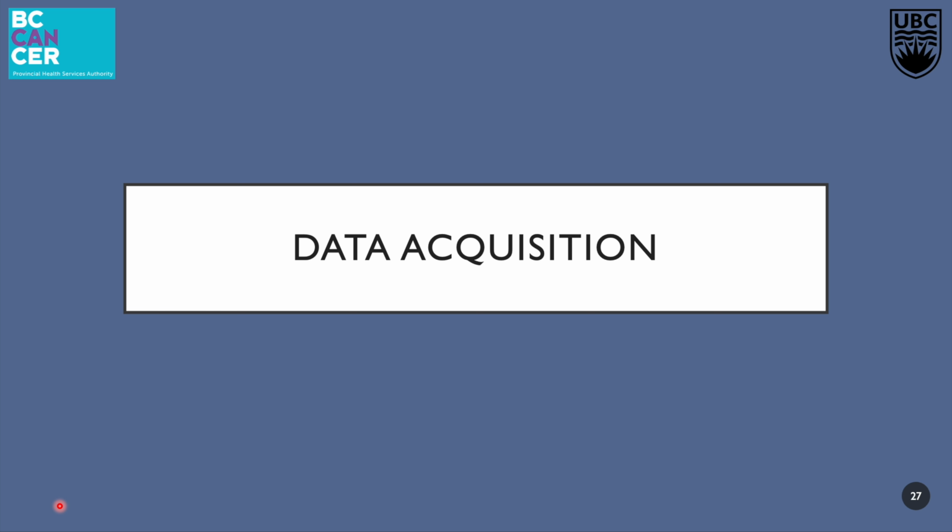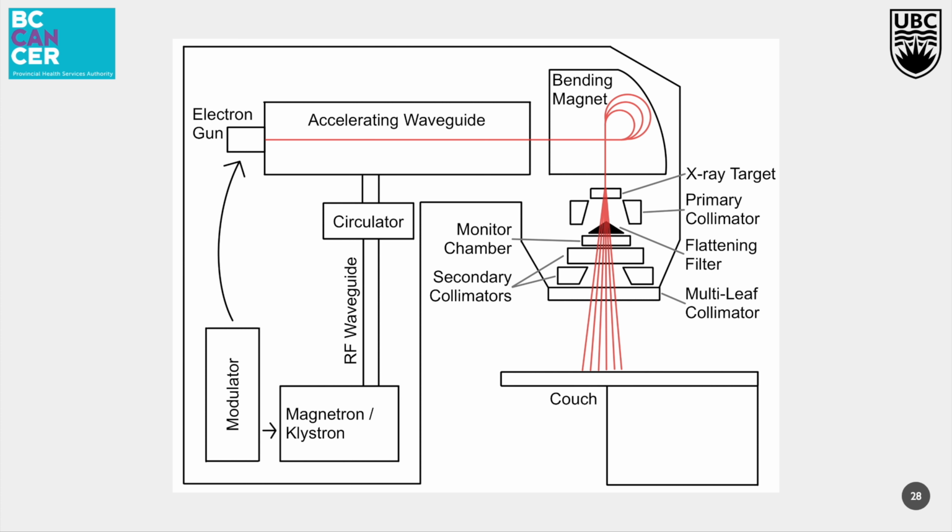Now, before we can discuss that, though, we do need to go over how a linear accelerator works. So this is a schematic showing the main parts of a linear accelerator, specifically one with a C-arm configuration. Now, details may vary depending on the exact type of LINAC. For example, O-ring LINACs wouldn't have this bending magnet here, but the general components and functioning are the same across them all.